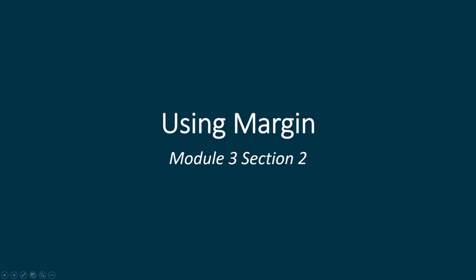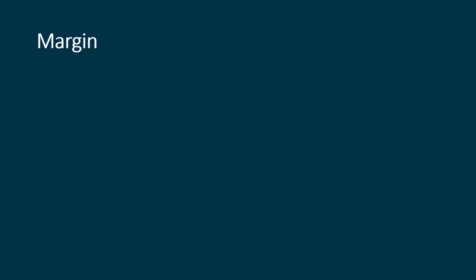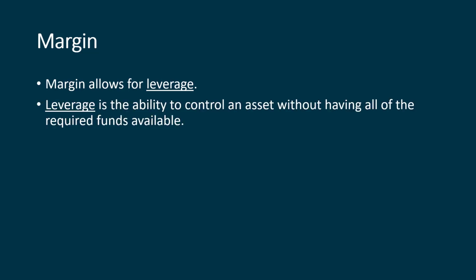Welcome to Module 3, Section 2, where I will discuss the topic of using margin. When we talk about the concept of margin, basically this allows for leverage. You have a certain amount of money, and margin allows you to, in essence, double the ability of that money to buy something. Leverage is the ability to control an asset without having all of the required funds available.